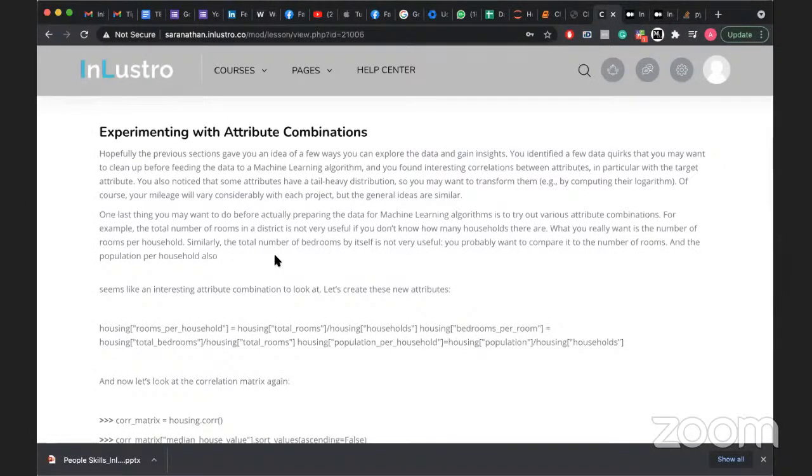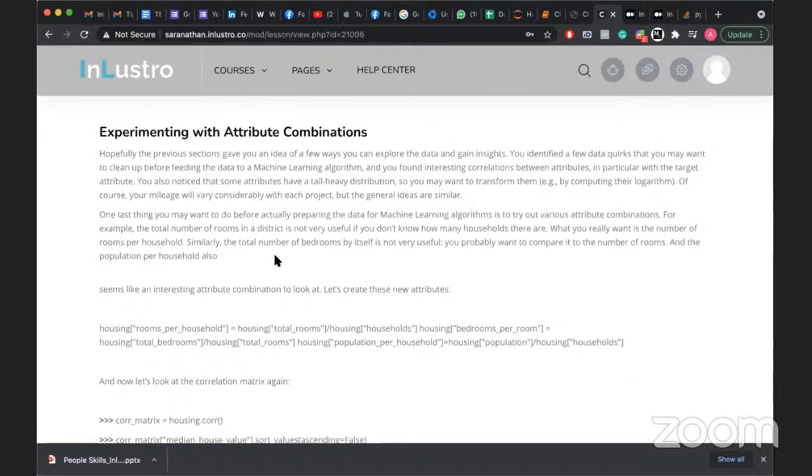So, experimenting with attribute combinations. Hopefully the previous sections gave us a few ways in which you can explore the data and gain insights. You can identify a few data quirks that you want to clean up before feeding the data to a machine learning algorithm. And you found interesting correlations between attributes, including with the target attribute, and you noticed that some attributes have tail heavy distributions.